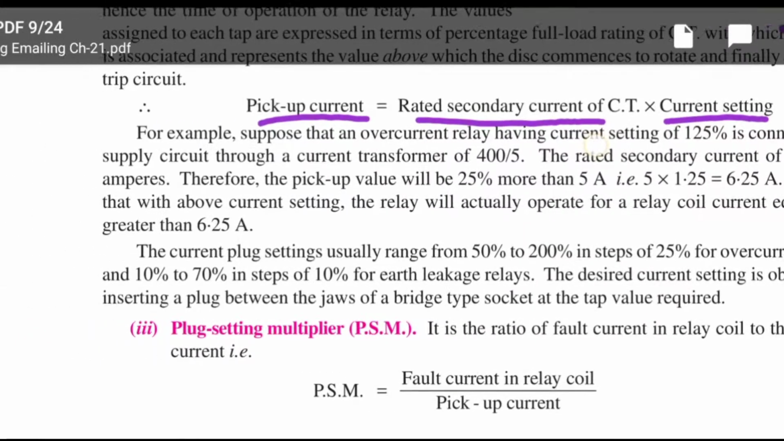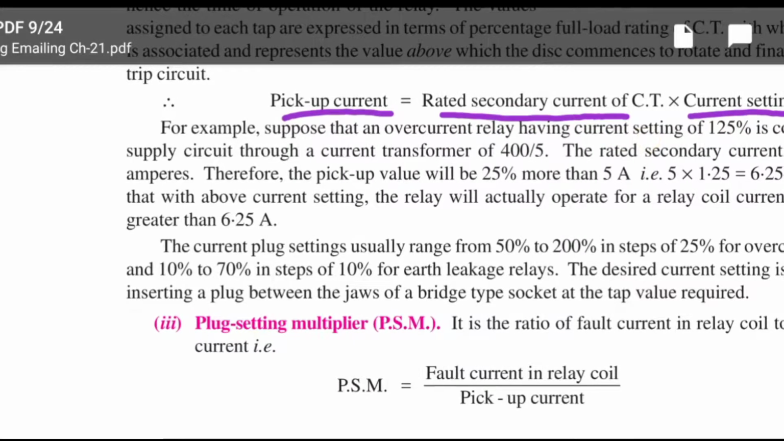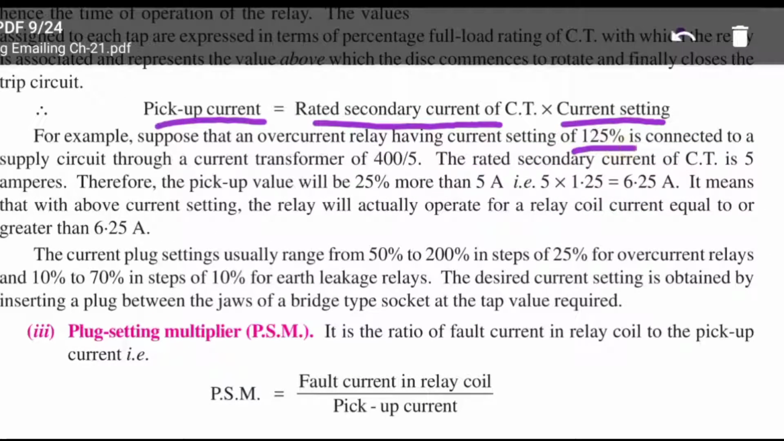For example, consider a relay having current setting 125%. What is the pickup current, how to calculate? For example, an overcurrent relay having current setting of 125%. In the plug bridge, 25, 50, 75, 100, 125%, like that. You can see in the previous diagram, the plug bridge has 25% variance. Each plug setting can be changed. In the plug bridge, each bridge has 25% variation of current setting value.